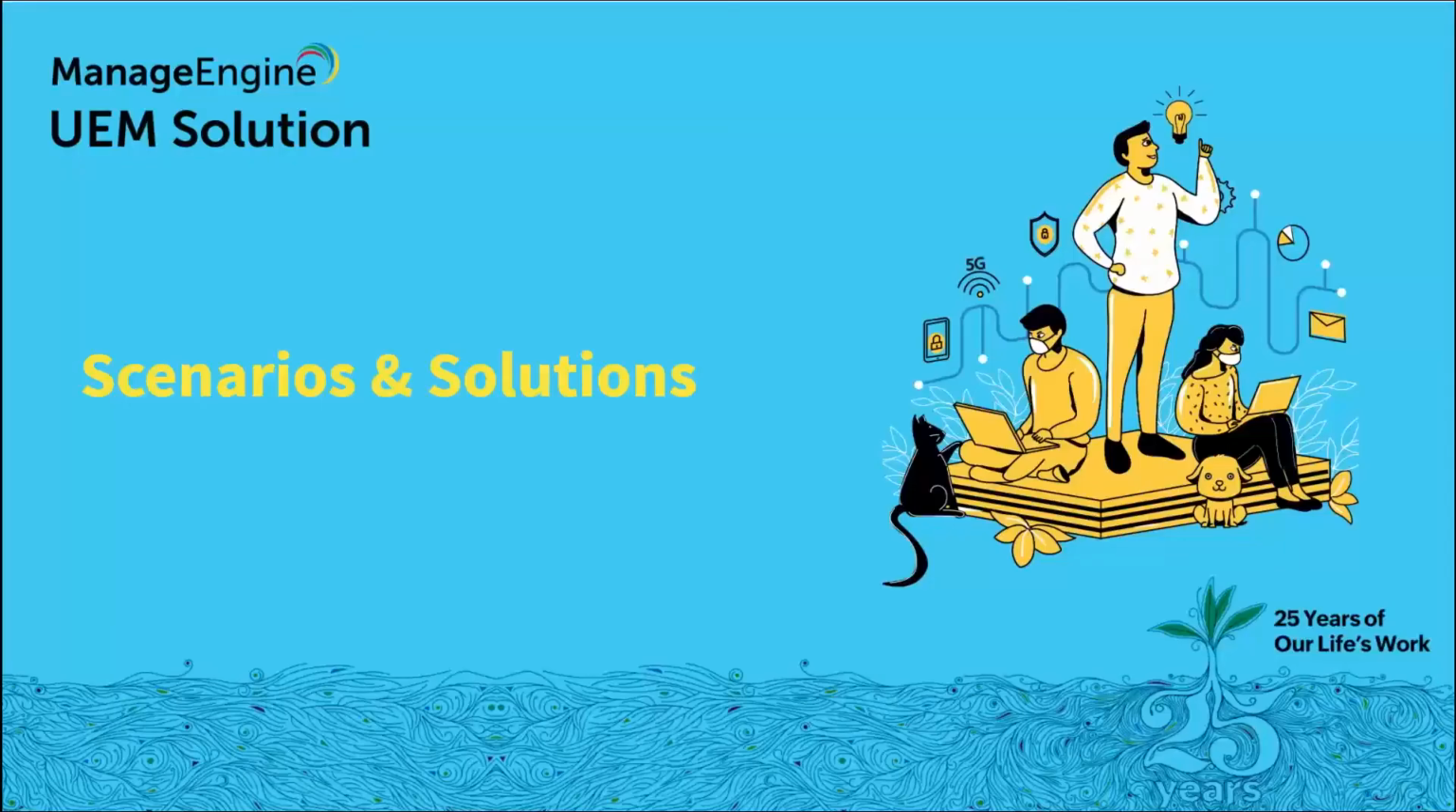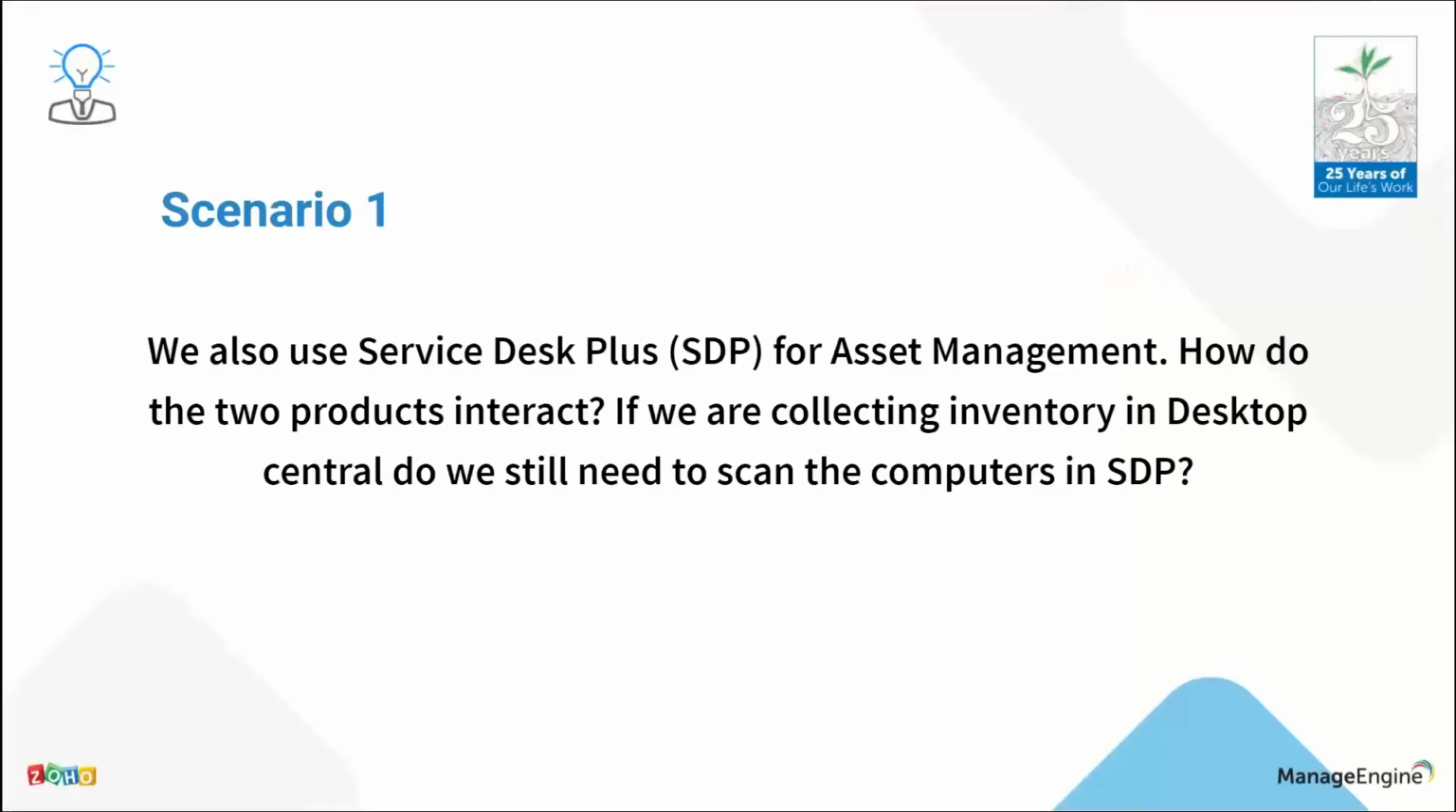Now, quickly, let's go through some scenarios and solutions. Scenario one, we also use Service Desk Plus for asset management. How do the two products interact? And if you're collecting inventory data through Desktop Central, do we still need to scan the computers in Service Desk Plus? No, guys. Desktop Central can be integrated with your Service Desk Plus through API. Once the integration is done, Service Desk will be using our Desktop Central agent, and this inventory scan will be automatically sent to the Service Desk Plus console.